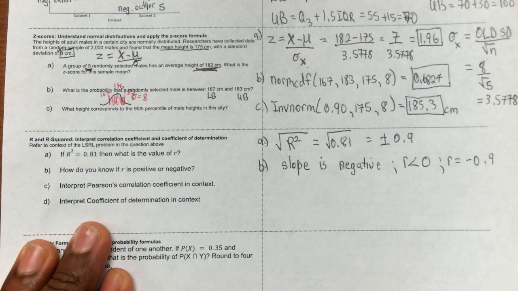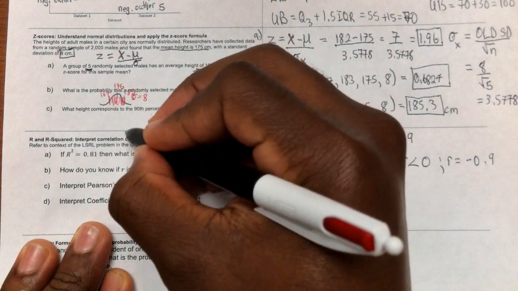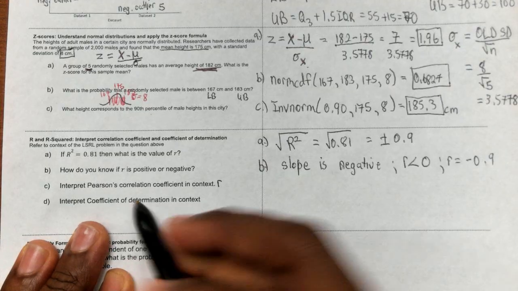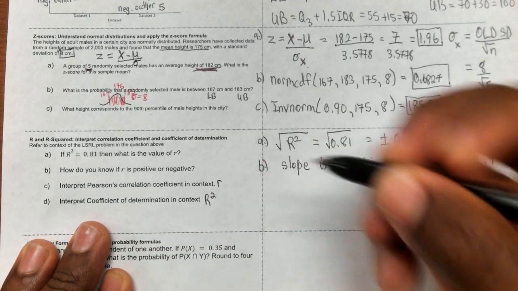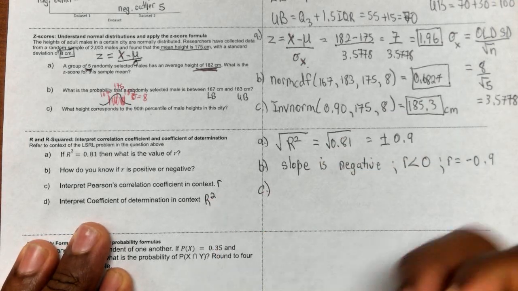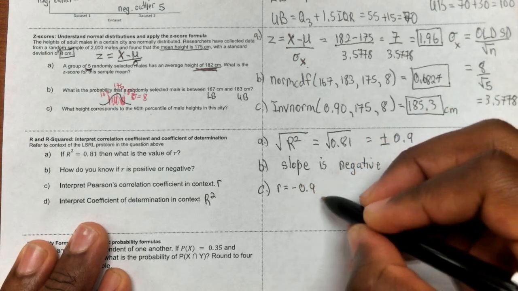The next part says we need to interpret Pearson's coefficient, or correlation coefficient, and Pearson's correlation coefficient is your r value. The determination is your r squared. If I'm trying to interpret what the r value means, I need to first state what the r value is, which is negative 0.9.